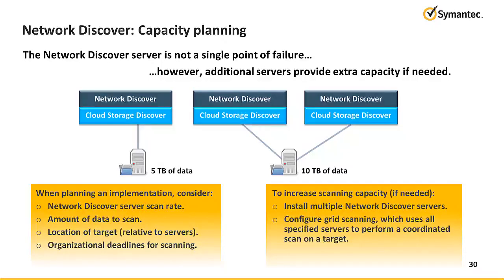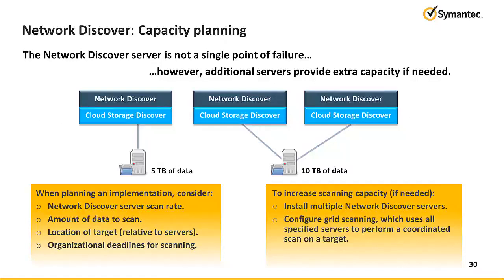This figure compares two different setups for Network Discover scans. The first, on the left, represents a single Network Discover and Cloud Storage Discover server, scanning a repository containing 5 terabytes of data. The second, at the right, shows 2 detection servers scanning a repository with 10 terabytes of data. Customers who need to scan large amounts of data on a strict deadline can dedicate multiple detection servers to one target repository, thereby reducing the overall scanning time.